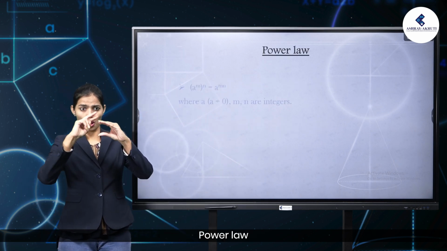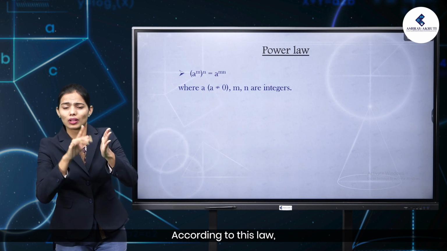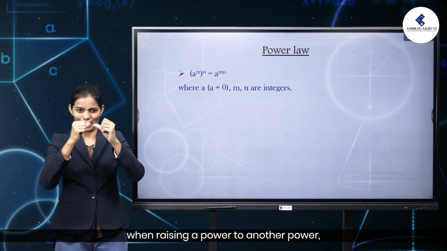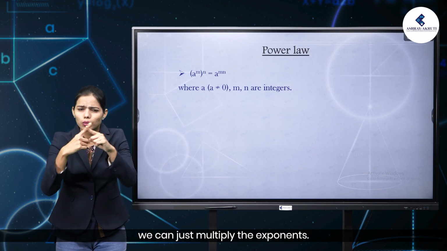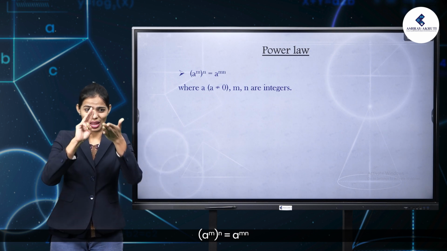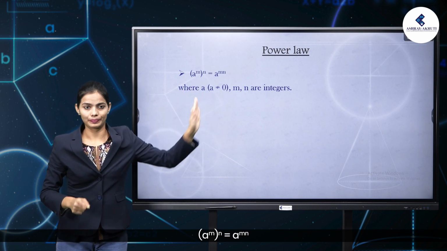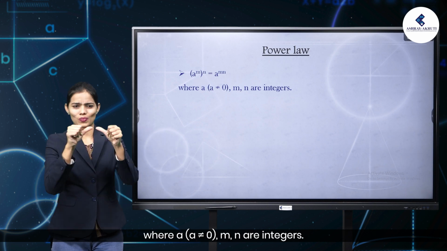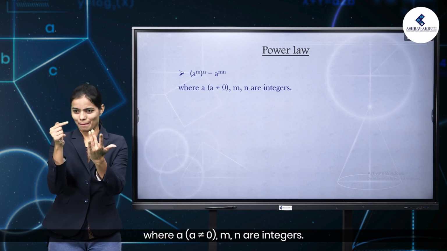Power law. According to this law, when raising a power to another power, we can just multiply the exponents. A to the power m whole power n is equal to a to the power mn, where a is not equal to 0, m, n are integers.